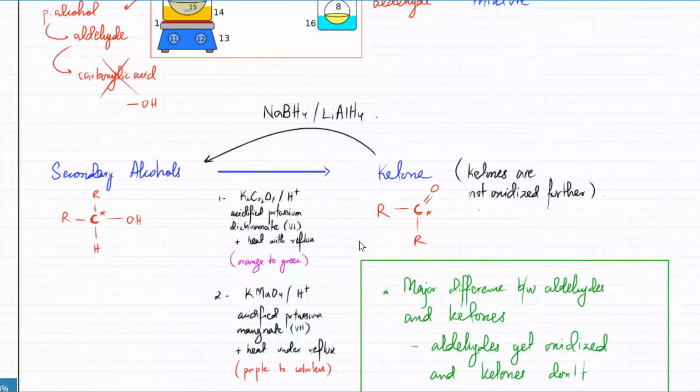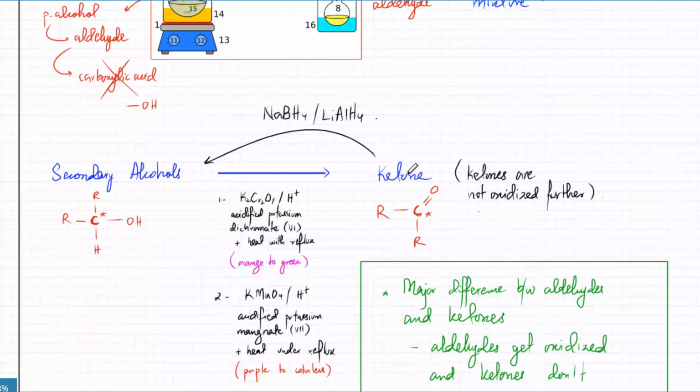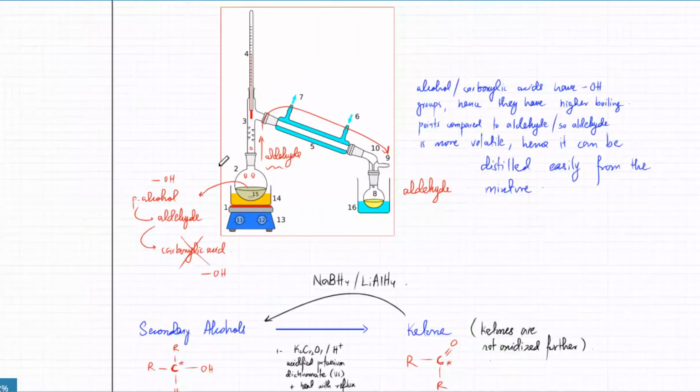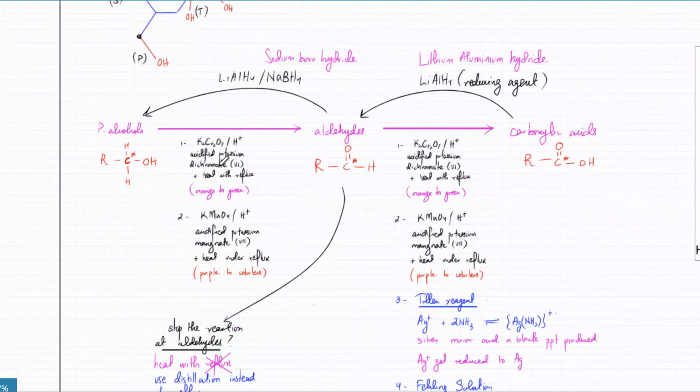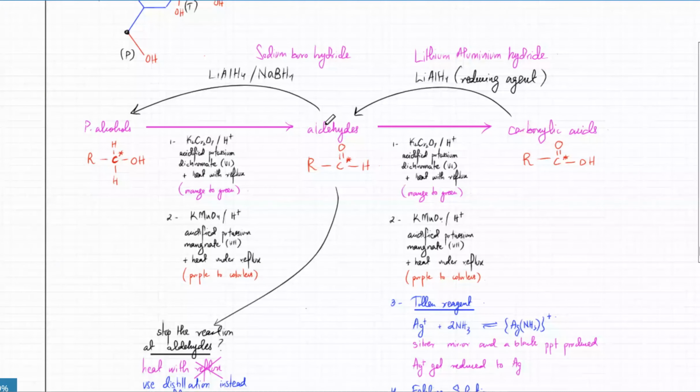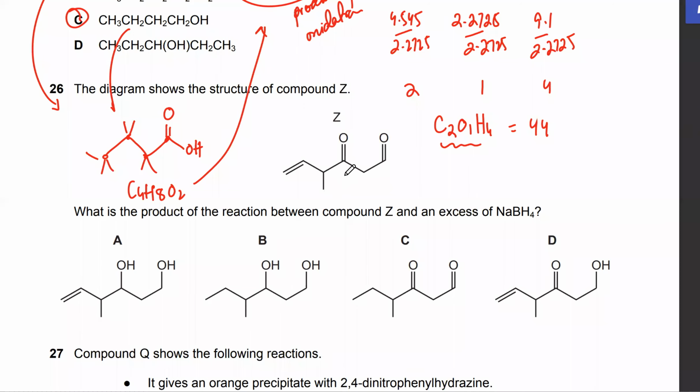Secondary alcohols turn into ketones when oxidized using KMnO4 or K2Cr2O7, and ketones can be reduced back to a secondary alcohol. The same applies to primary alcohols. They turn into aldehydes and then get oxidized to carboxylic acids, and they can be reduced back into primary alcohols. So the next question is about reduction with NaBH4.